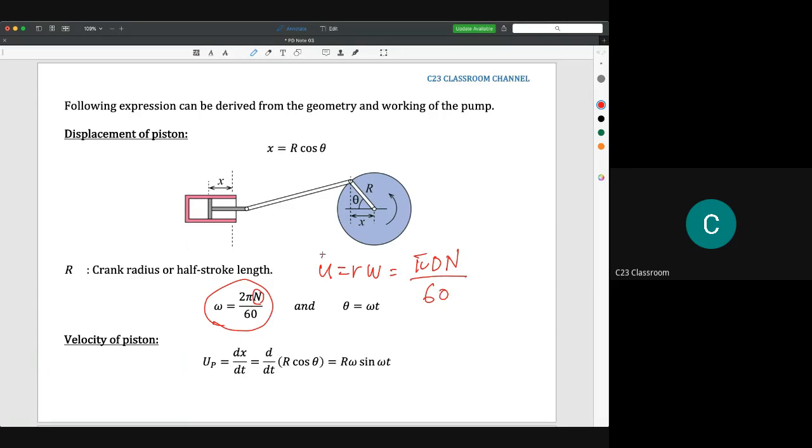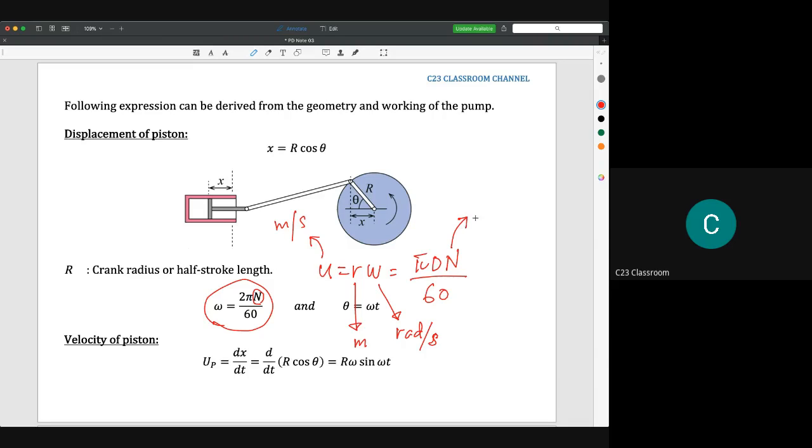So the U here is actually the linear velocity. The unit is meter per second. And the R is the radius in meter. And omega here is in radian per second. So radian is dimensionless, so the unit is still meter per second. So that's another thing I already said previously.